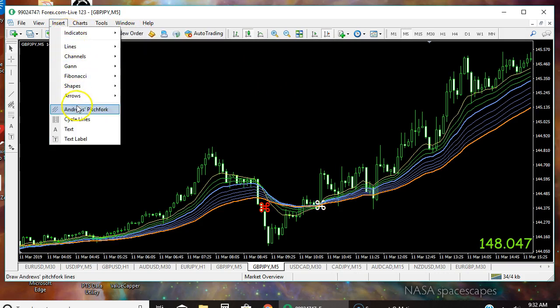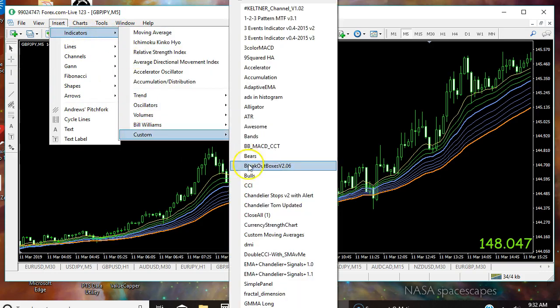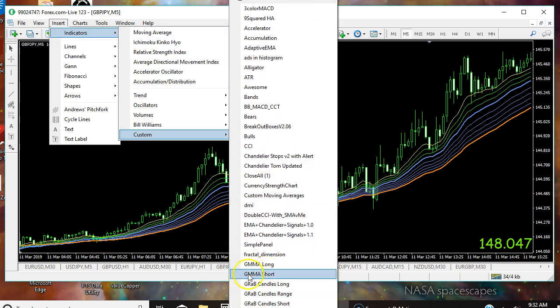Indicators here, and then down to custom. Most of the brokers offer this. You can get it off the internet. You can see here Gim Along and Gim Short. If you don't want to add your own indicator inputs, you can just plug these babies in right here. Whoops, I got to move that down for you. Gim Along is right here.